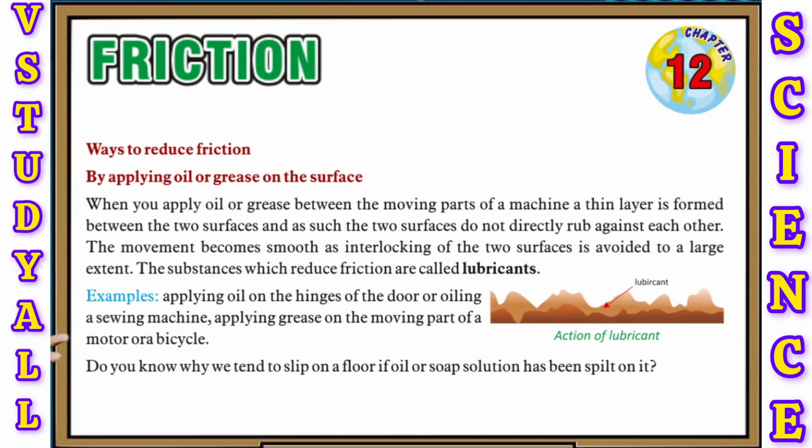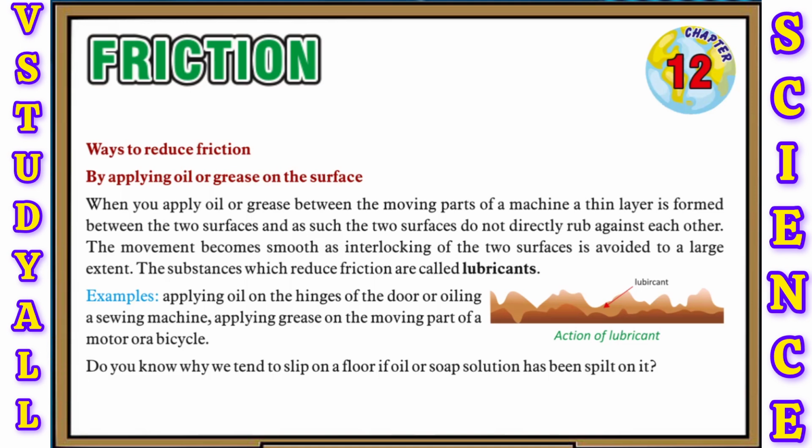So now let's see ways to reduce friction by applying oil or grease on the surface. When you apply oil or grease between the moving parts of a machine, a thin layer is formed between two surfaces, and as such, the two surfaces do not directly rub against each other. The movement becomes smooth as interlocking of the two surfaces is avoided to a large extent. The substances which reduce friction are called lubricants.